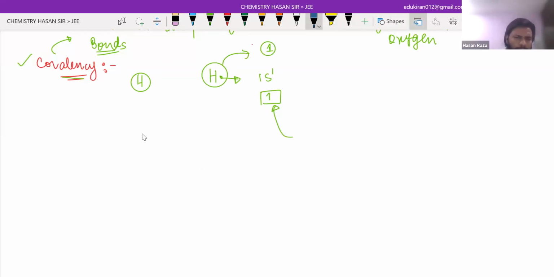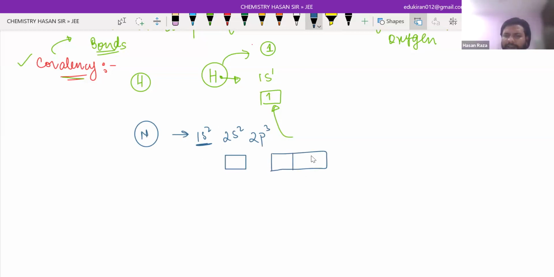But if you are going for nitrogen, the configuration is 1s2, 2s2, 2p3. The first shell will not be in bonding. The last shell basically participates in bonding. You can see it has 2 electrons and 3 electrons. The number of unpaired electrons is basically the covalency, because in a covalent bond, generally they share electrons. So you can see here the covalency is 3.